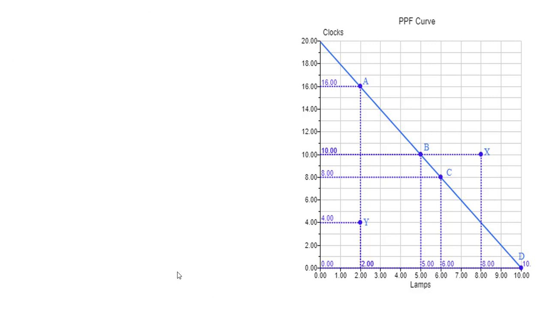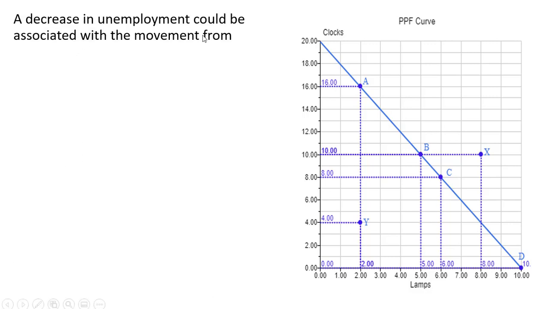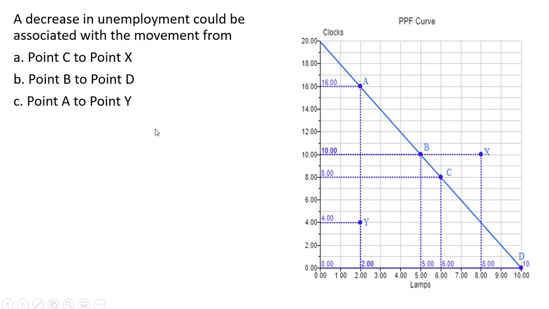A decrease in unemployment could be associated with the movement from point C to point X. No, that's incorrect. Point B to point D. No, that's just a movement along the PPF. Point A to point Y. Nope. And finally, the correct answer here is from point Y to point B. That could be a movement associated with a decrease in unemployment. Out of a recession, okay, unemployment falls, and we're now producing efficiently.